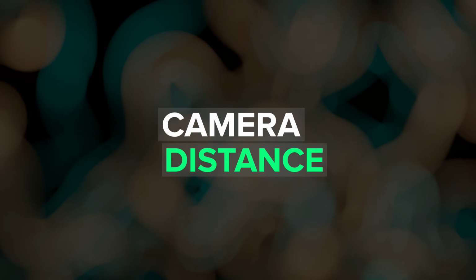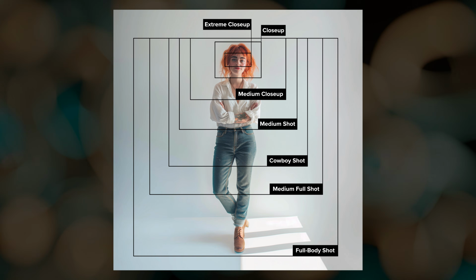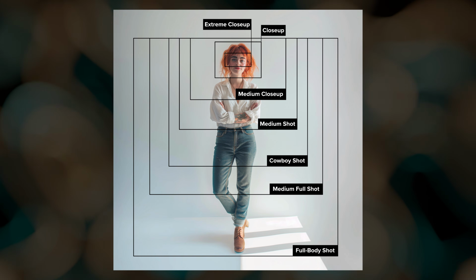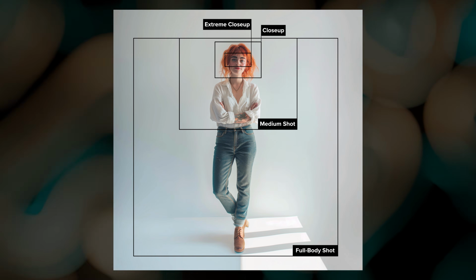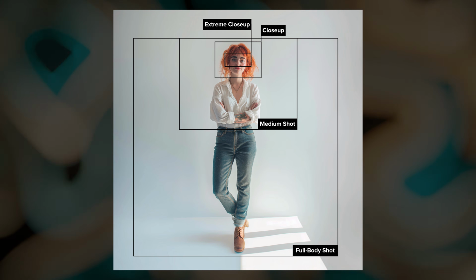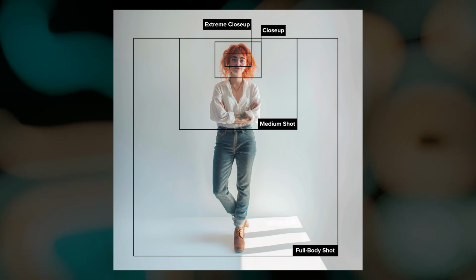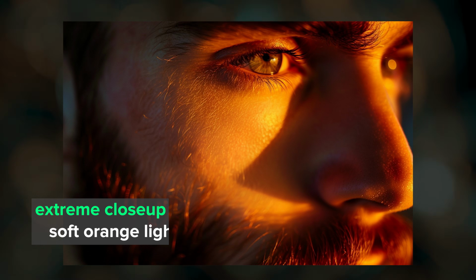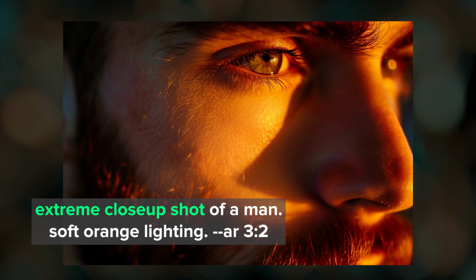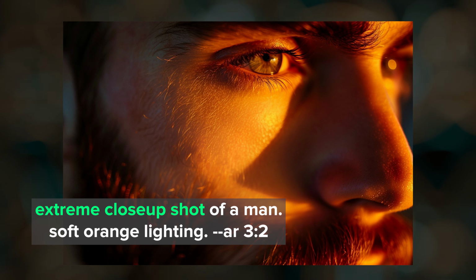Camera shot distance controls how tightly or loosely the subject is framed. Some of these are easier to achieve than others. I've picked 4 to cover in this video, but I'd be happy to make a more in-depth video if there's interest. Just let me know down in the comments. Let's start with extreme close-up. An extreme close-up tightly crops the character's face and adds intimacy and intensity.